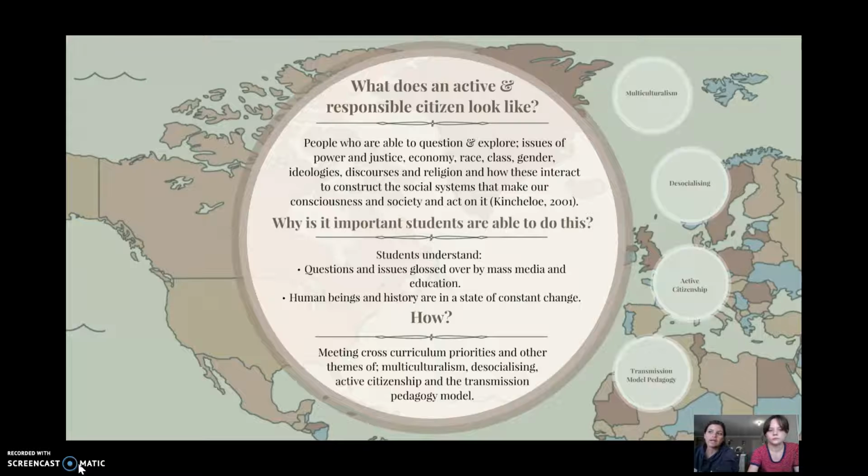As a HASS teacher, we are required to teach our students how to be active and responsible citizens. Active and responsible citizens are identified by Kincheloe as people who are able to question and explore issues of power and justice, economy, race, class, gender, ideologies, discourses, and religion, and how these interact to construct social systems that our consciousness and society then act on. Producing active and responsible students allows students to develop lifelong skills of understanding questions and issues glossed over by the mass media and education, and that human beings and history are in a state of constant change. We will do this by including cross-curriculum priorities into our themes.